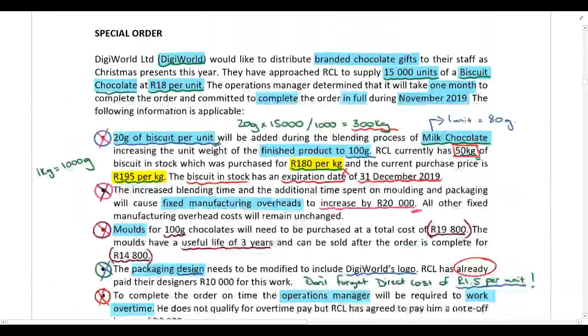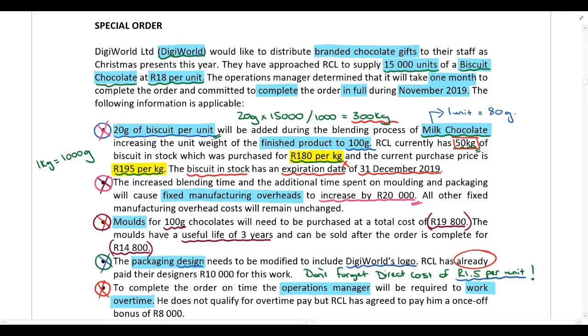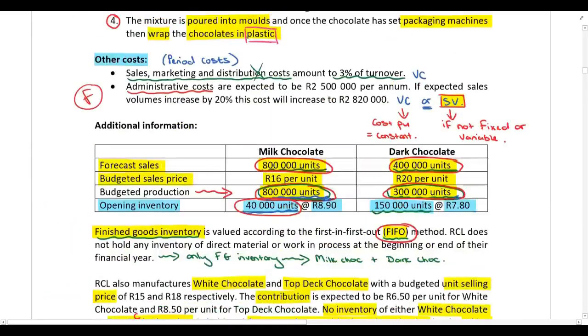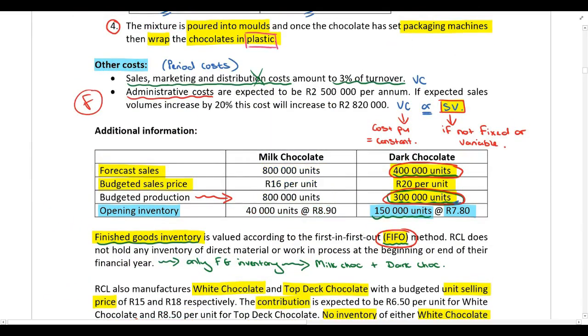Because if you go back to the information provided, we were told that the operations manager has committed to complete the order in full during November 2019. All right, so during the year ended 31 October 2020, they can only produce a maximum of 2 million chocolates. They budget to produce 800,000 units of milk chocolate and 300,000 units of dark chocolate.